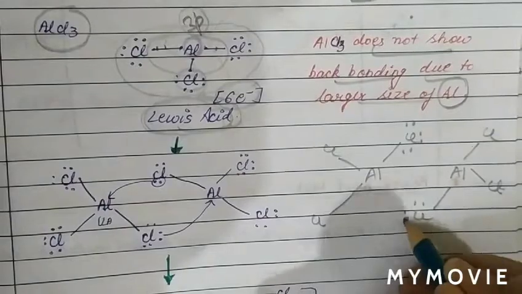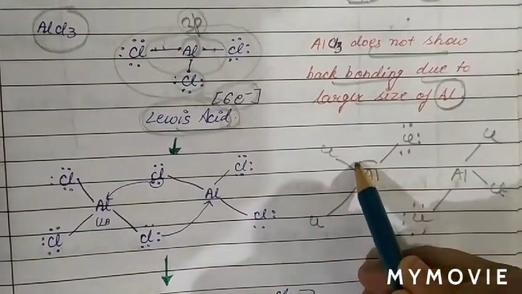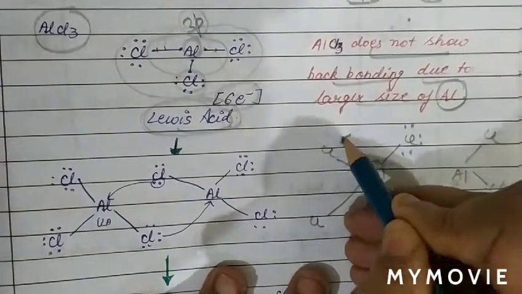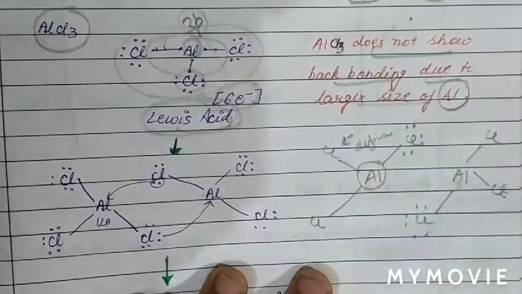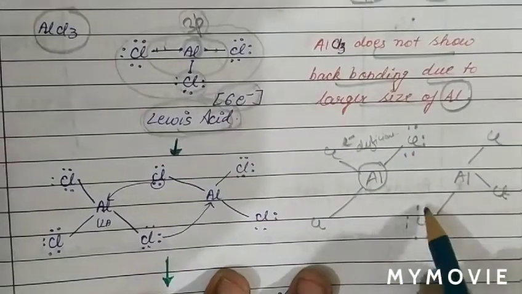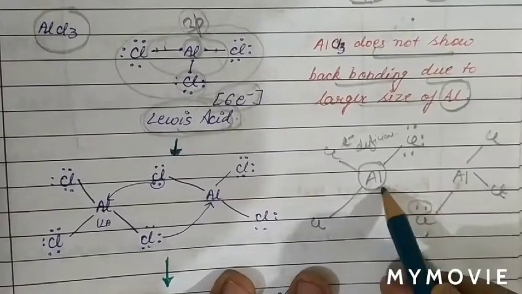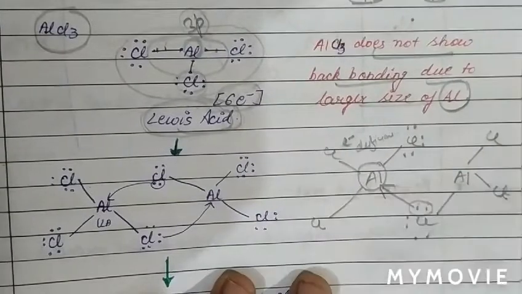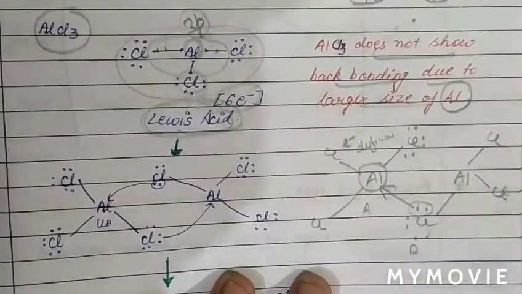Also on this chlorine atom, 3 electron pairs are present. And the central atom of AlCl3 is electron deficient. So chlorine can donate its electron pair to the vacant orbital of aluminium. So there is formation of a coordinate bond from donor to acceptor atom.